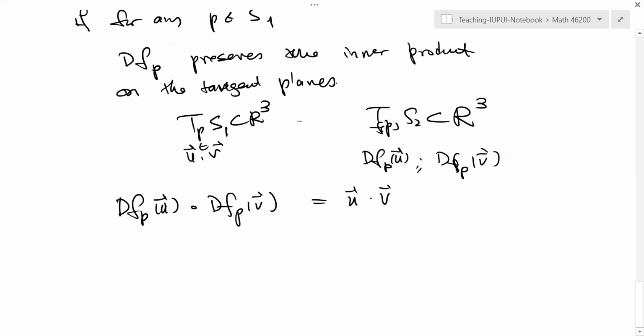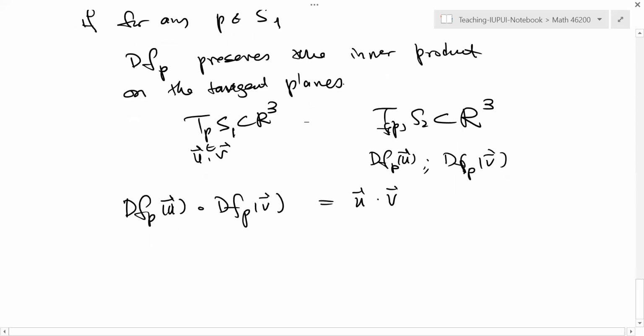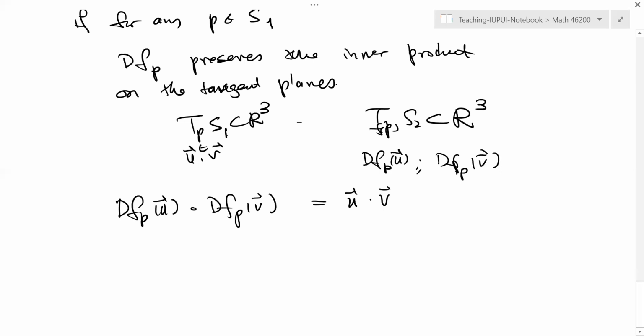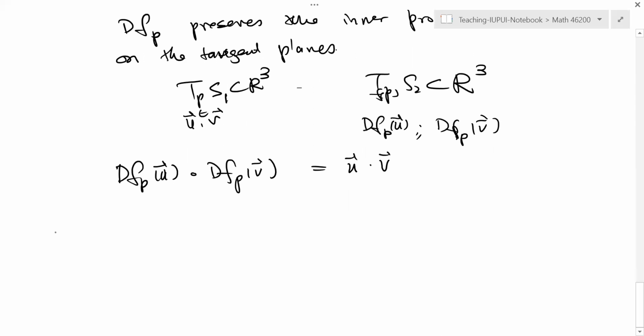If a linear map preserves the inner product, immediately you can show that this is an invertible linear map. And so this is our assumption, right? So it's nice. So for a local isometry, what can you get? First, the conclusion.